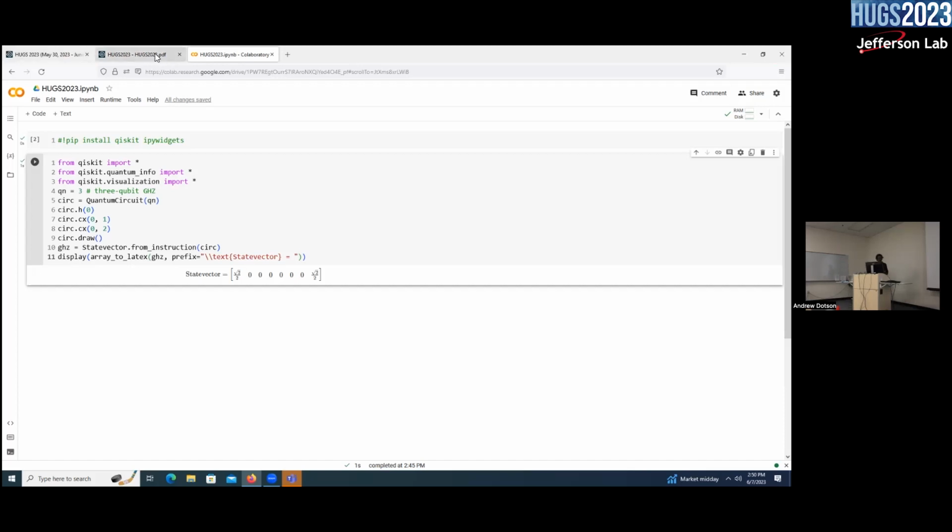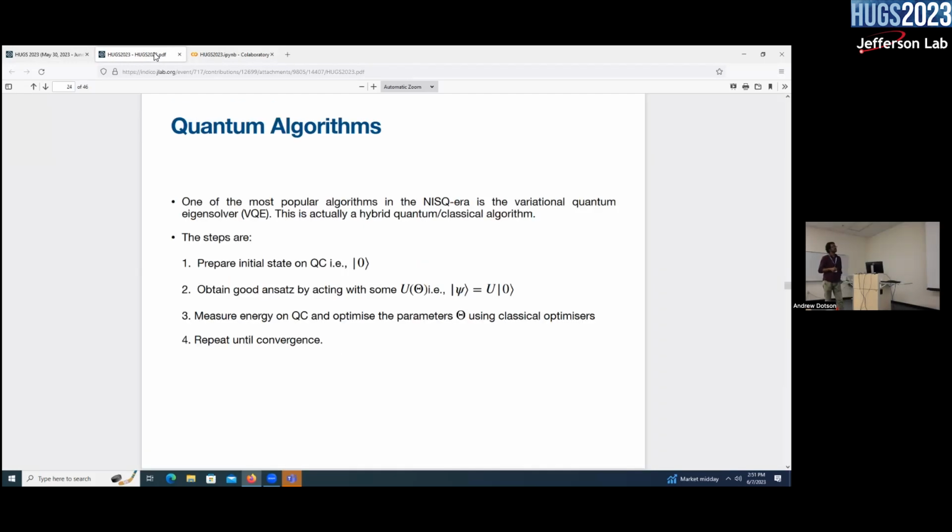Okay, so in this part, I'll talk about some quantum algorithms which people have been thinking and developing. It's not really a quantum algorithm, but a hybrid classical quantum algorithm. It's called hybrid because there are some parts you do on a classical computer or using a classical setup, and some parts you do on a quantum machine.